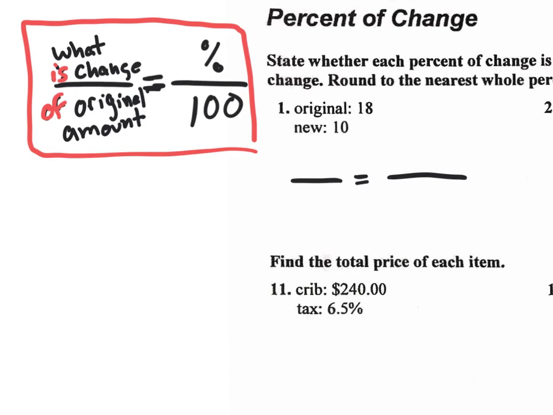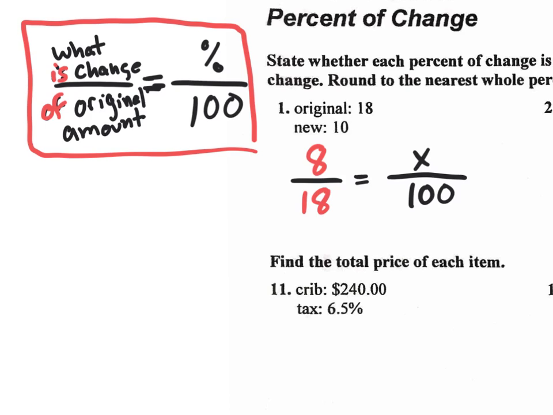Now, the question is, what is the change? It went from original 18 down to 10. So how much did it change? 8. So what is the change? The change is 8. Of the original amount, which is 18, equals x over 100. Perfect. We don't know the percent. We know it's always over 100. We want to find out that percent change.